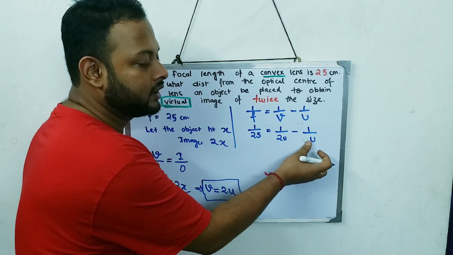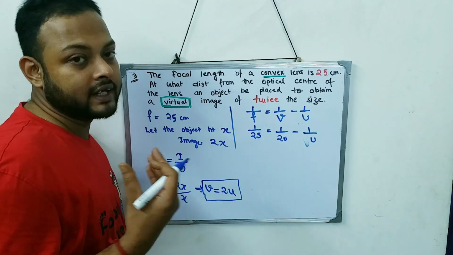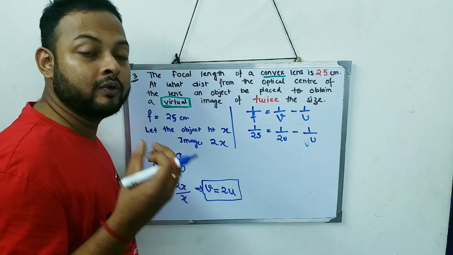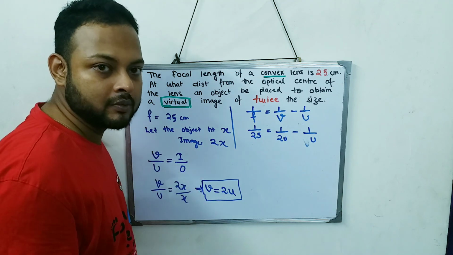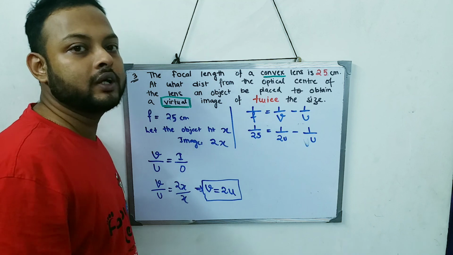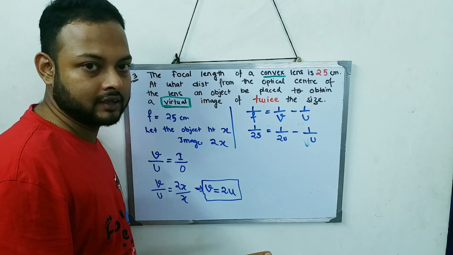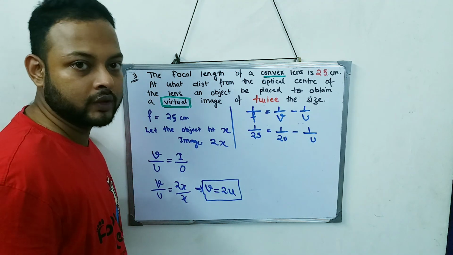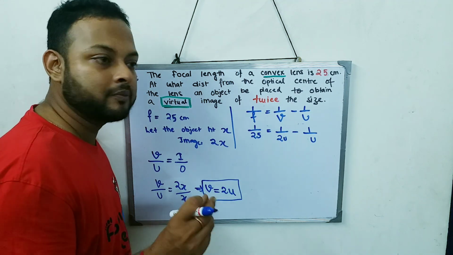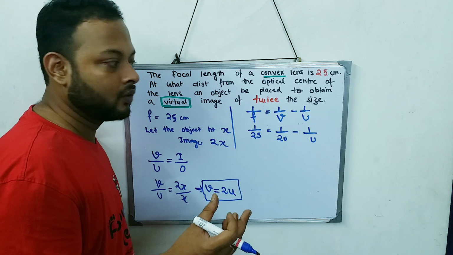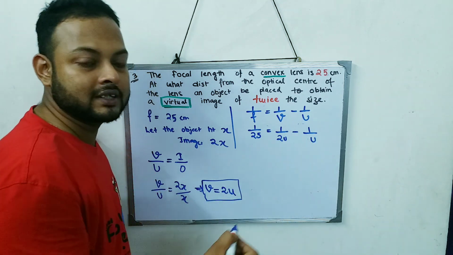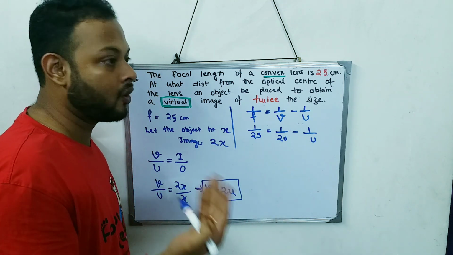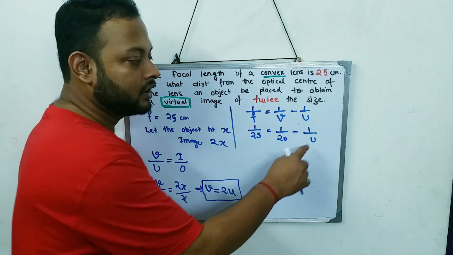If you are putting it, then it is wrong. U is negative, I know. But when we have a value of u like 5 centimeter or 10 centimeter, then we take that as minus 5 and minus 10. But we don't take the value of u itself as negative. We keep the u as u only. So don't take that as minus u, since I told you that all the object distances are negative.